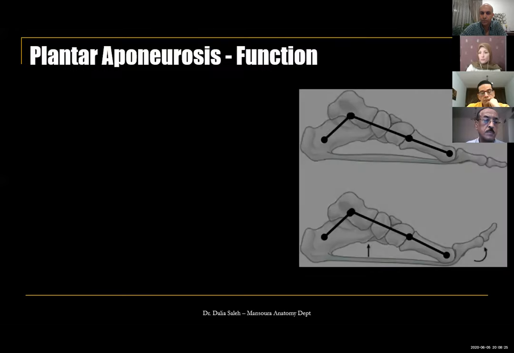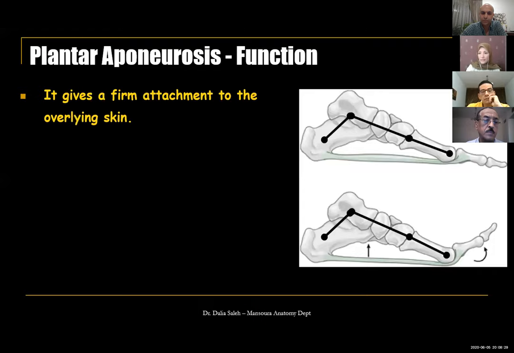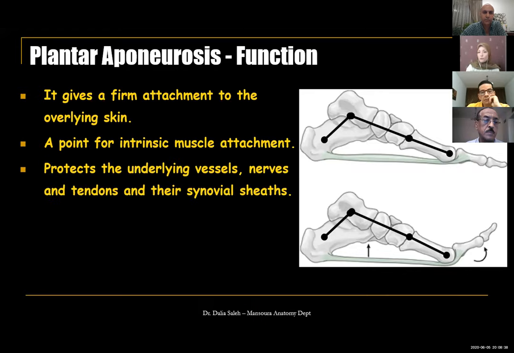The plantar aponeurosis has many functions. It gives a firm attachment to the overlying skin, thus gives stability during walking. Also, it gives a point for attachment of the intrinsic muscles of the foot. It also protects the underlying soft tissue like the vessels and nerves of the sole of the foot. And what concerns us here is that it assists in maintaining the integrity of the arches of the foot. Because the plantar aponeurosis is made of collagen, it is not stretchable.